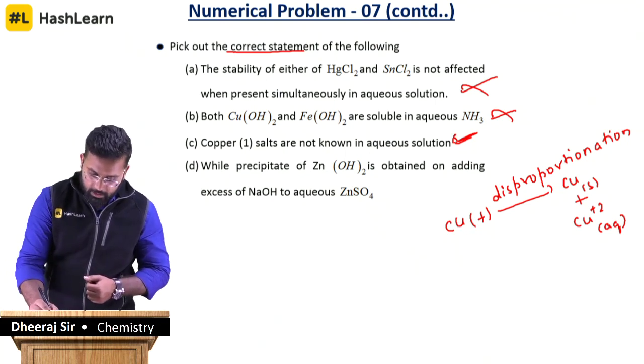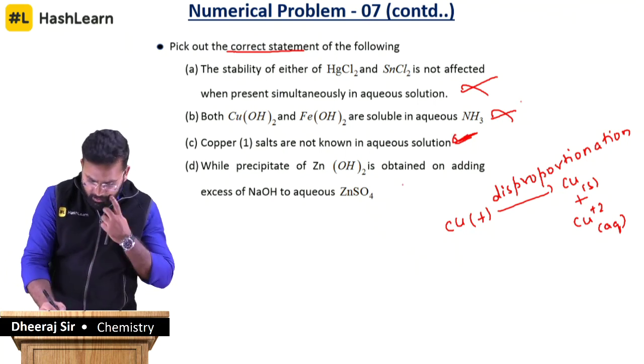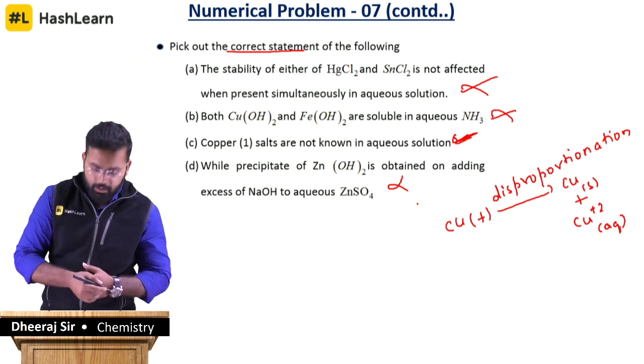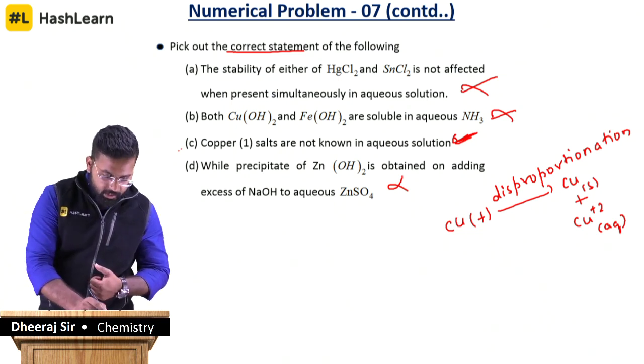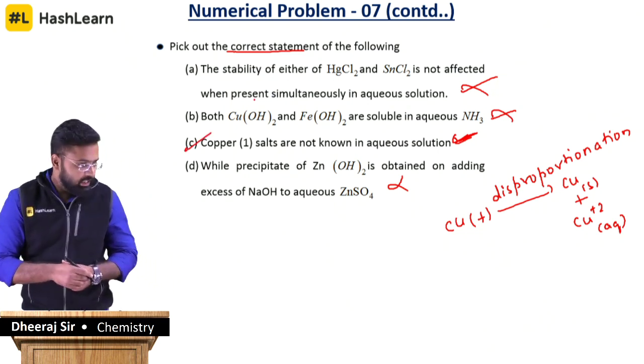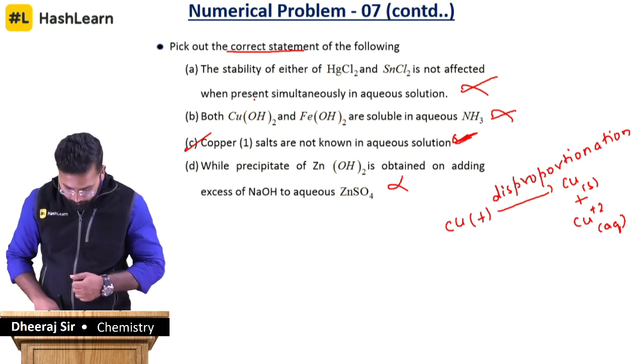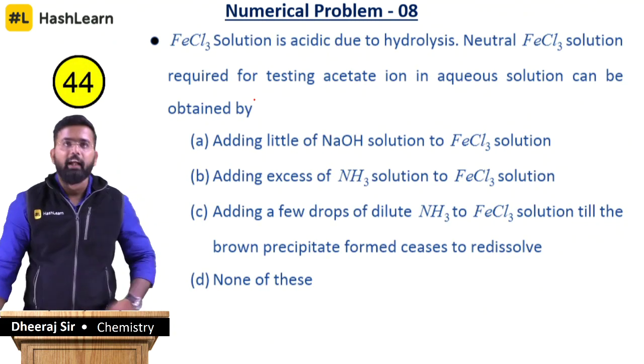So this is correct. And the precipitate of Zn(OH)2 option is also wrong. It doesn't give us these reactions. So which is the correct statement? Option C is the correct statement. Moving ahead to the 8th problem, guys.